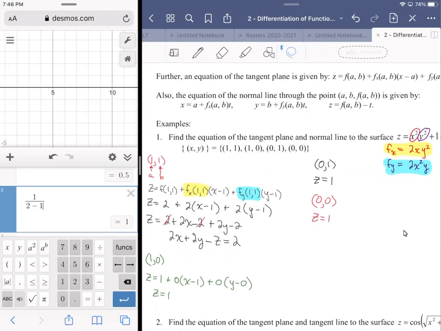Yeah, so for the normal line, it's parametric. So x is equal to, I just realized I'm supposed to do this for each one of them. I don't really want to do it for each one of them, and neither do you, I don't think. So I'll just do it for one of them. We'll do it for 1, 1.